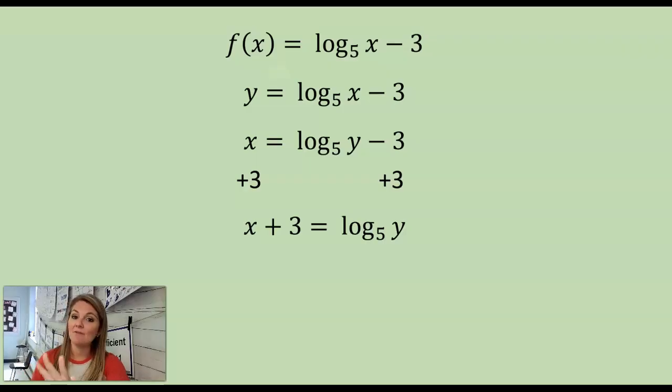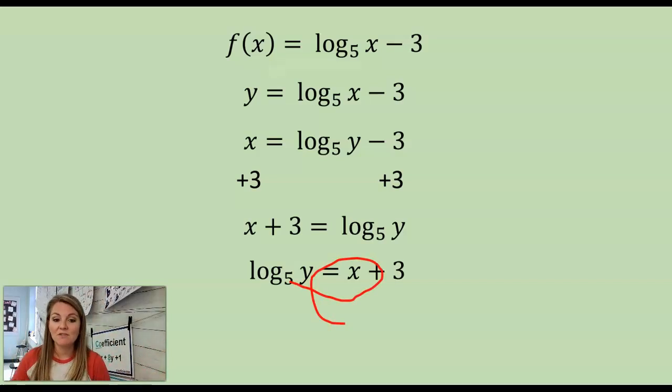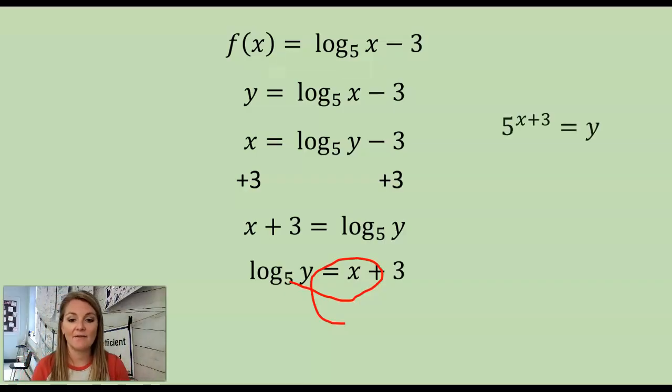Again, for me, if you can do this, more power to you. I can't. My brain is so ingrained on doing an e. I need that log base 5 on the left, and I need the x plus 3 on the right. Again, if you can do your e backwards, high five to you. I can't. So I'm going to move it to the other side. Now I'm going to do my e. So I have 5 to the x plus 3 is equal to y.